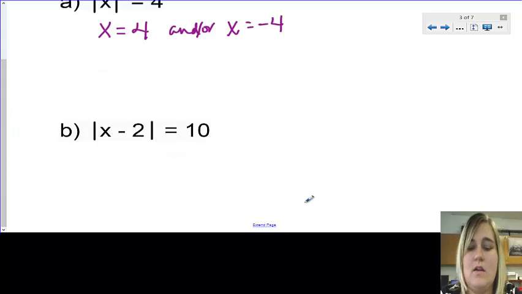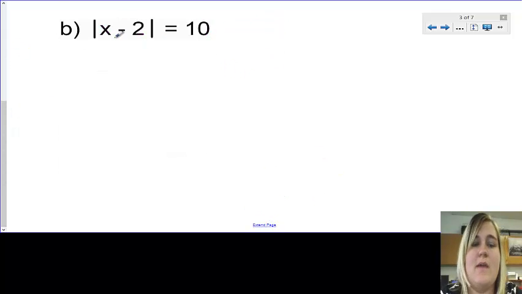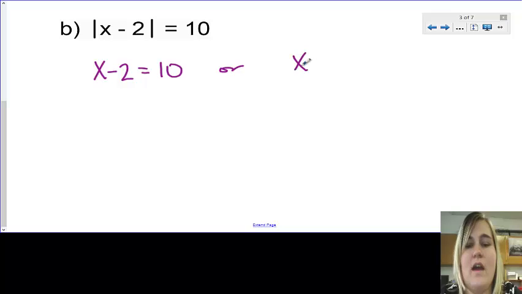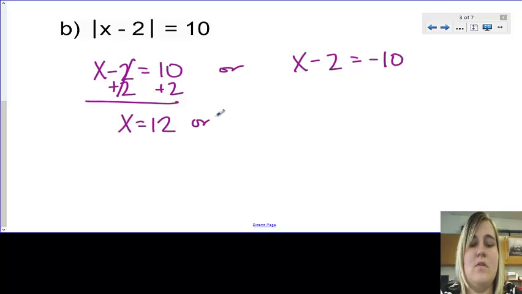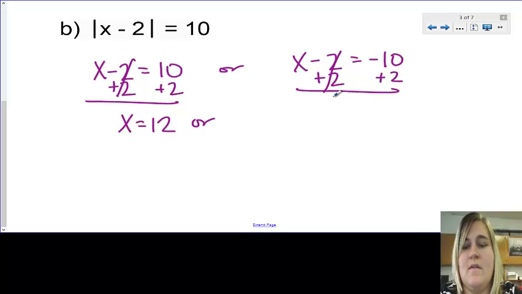Okay? So on B, we're going to drop the absolute value bars. So I have x minus 2 equals 10, or I could have x minus 2 equals a -10. I need to solve both. So if I want to get x by itself here, I'm going to add 2 to both sides. Cancels. So I get x is equal to 12. Or over here, I can add 2 to both sides again. And that would give me that x is equal to -8. That's my final answer.